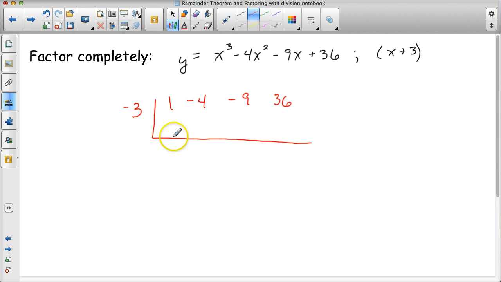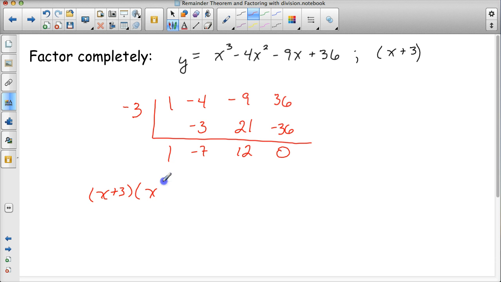Using synthetic division, we bring down the leading coefficient. We multiply by the divisor. 1 times negative 3 is negative 3. We add to the next coefficient. Negative 3 plus negative 4 is negative 7. We multiply by the divisor. Negative 7 times negative 3 is a positive 21. We add that to negative 9 and get a positive 12. And we multiply by negative 3 and get negative 36, which we add to a positive 36 and get a remainder of 0.